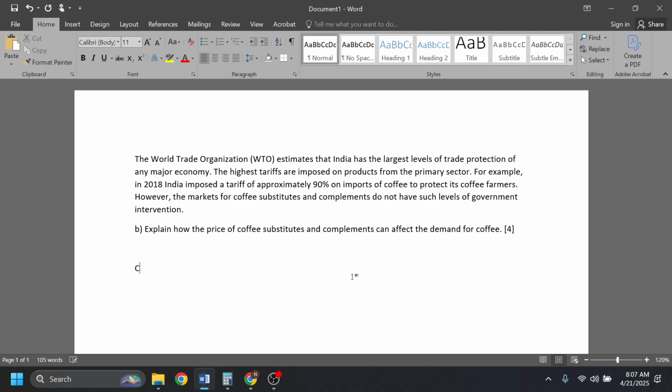Coffee substitutes can have a direct impact on the demand for coffee. So we said that coffee substitutes can have a direct impact on the demand for coffee. In what way does it have a direct impact? Let's say especially with the change in price of substitutes. We know that when the price of substitutes change, the demand for coffee will obviously change. So we've mentioned that.